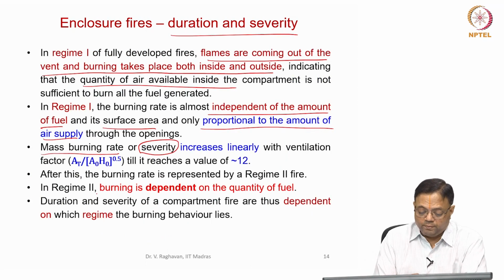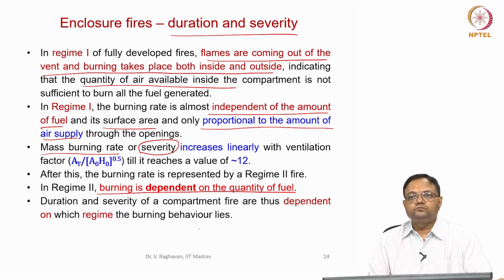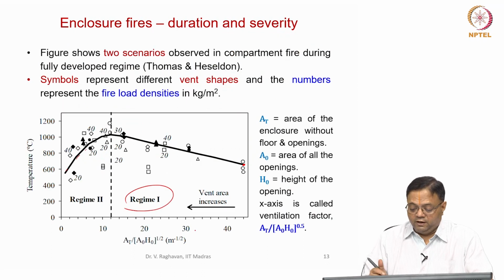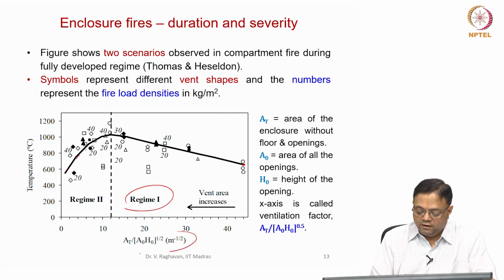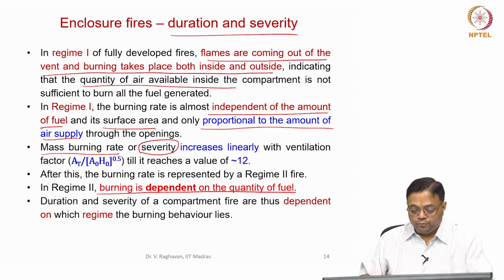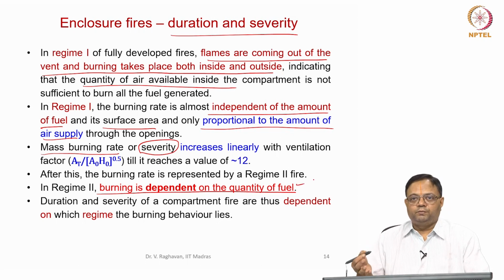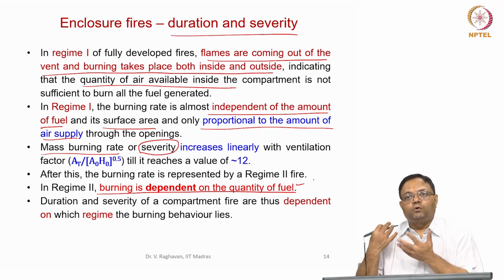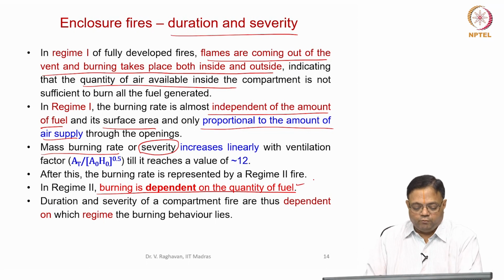Now, in regime 2, burning is dependent on the quantity of fuel, because the ventilation area decreases. Here, you can see that the ventilation factor has the area of opening in it. So, as we increase the ventilation factor, the vent area decreases. Due to that, the burning is dependent on the quantity of fuel present. When a large quantity of fuel is present, then we have regime 1 where the fuel can come out and burn. Basically, we are discussing regime 1 here.